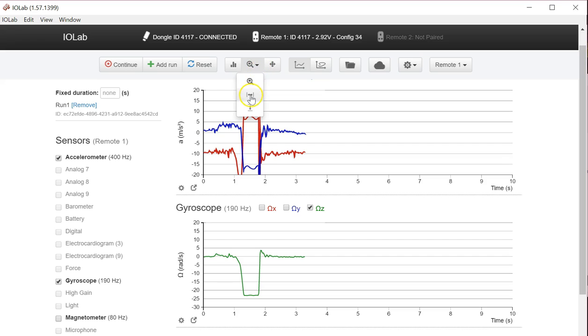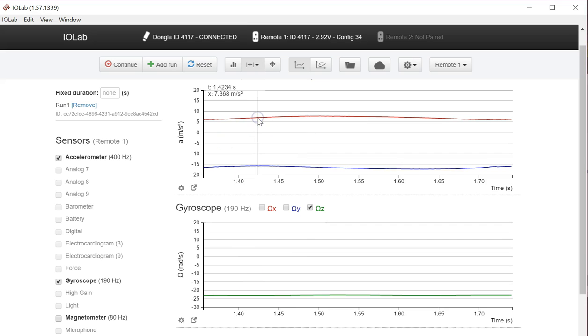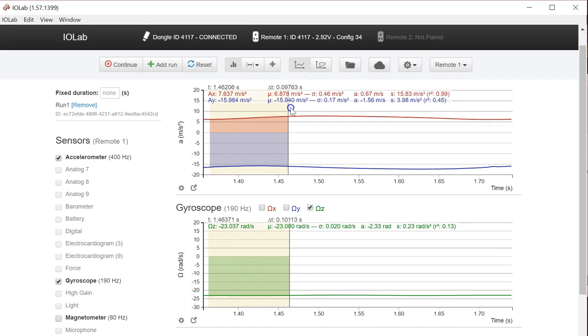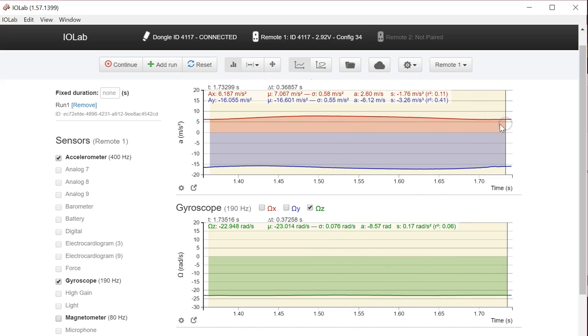So I'm going to zoom in horizontally on that area by selecting and pulling. And it's zoomed in on both our gyroscope data and our acceleration data. Now we're going to want to do some analysis. So we're going to click on our analysis, and we're going to highlight this area as much as you can.